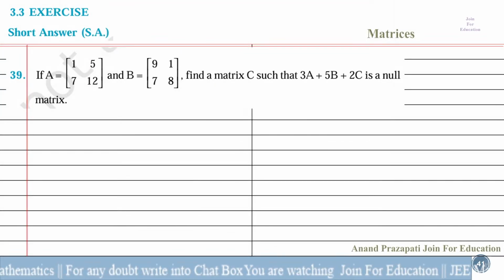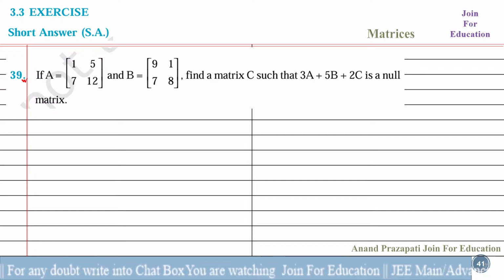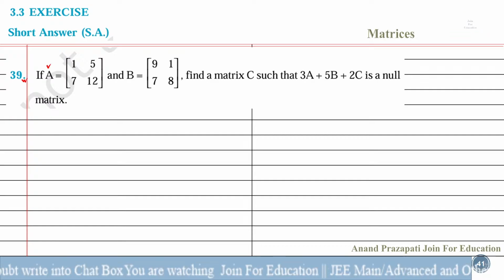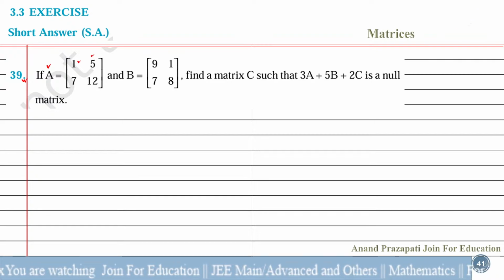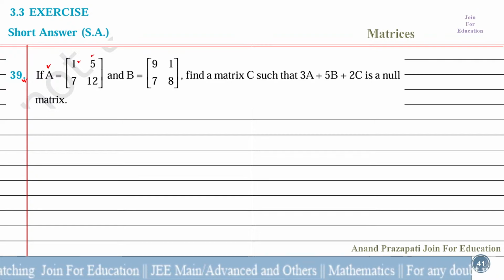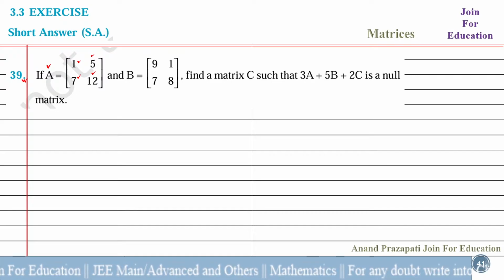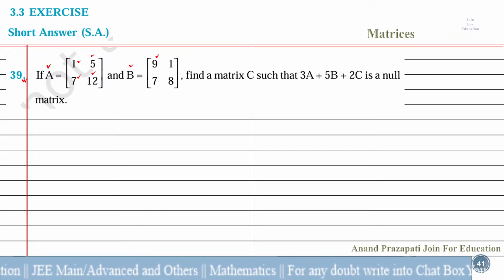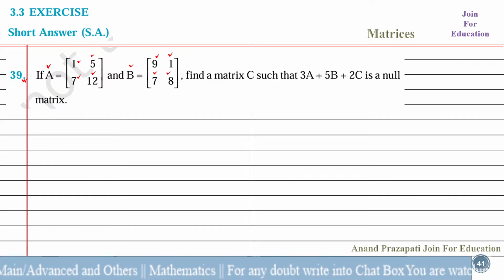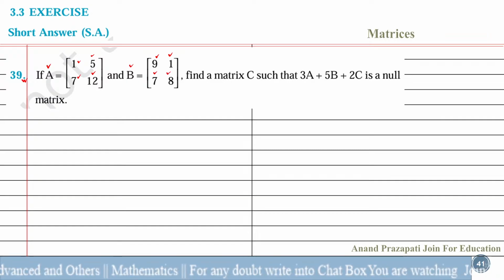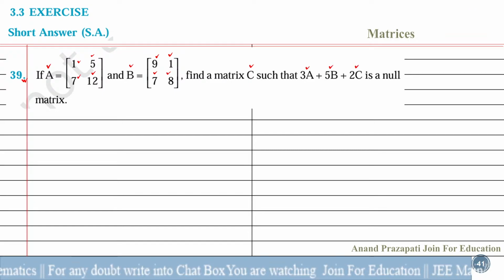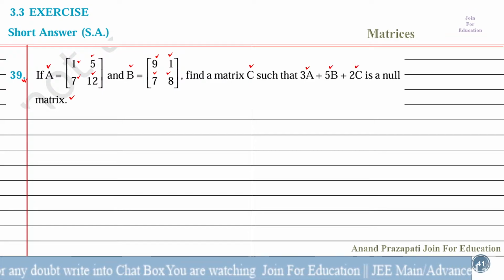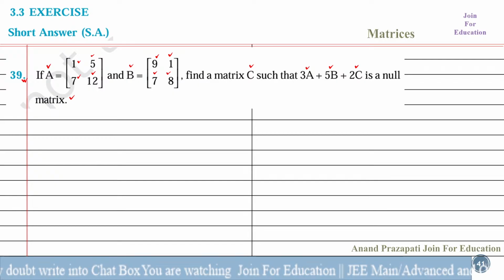Let's see question number 39. If matrix A equals the element along the first row 1, 5, element along the second row 7, 12, and matrix B equals 9, 1, 7, 8, find a matrix C such that 3A plus 5B plus 2C is a null matrix. So let's see the solution of this question.